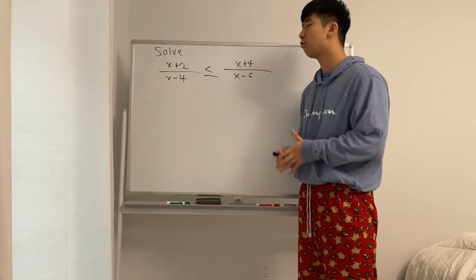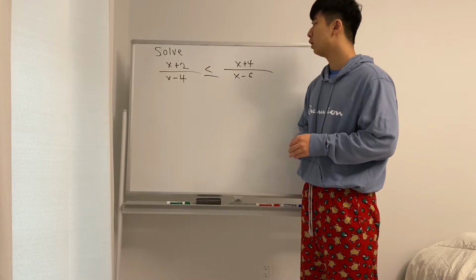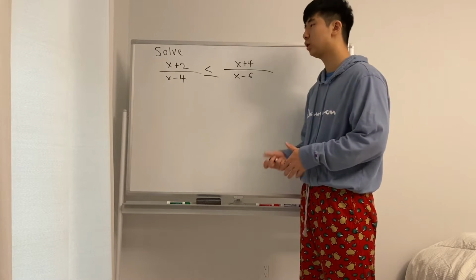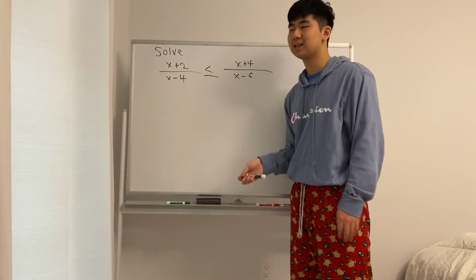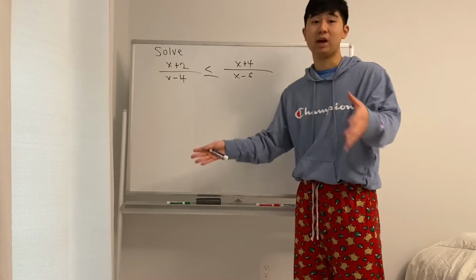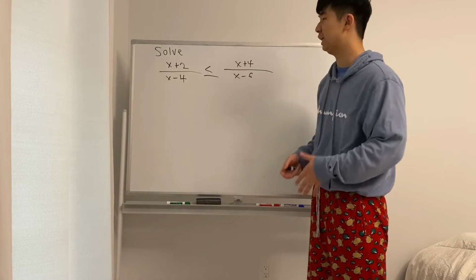Okay, so now we have a rational inequality, and it's similar to solving rational equations. The only difference is we still have to solve for x, but x is going to be a range, and the answer is going to be expressed in interval notation.